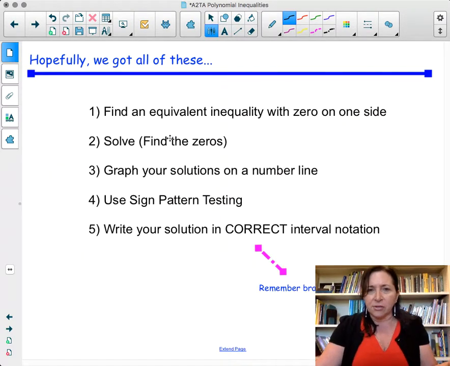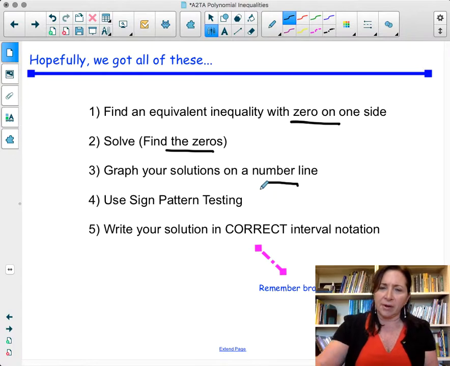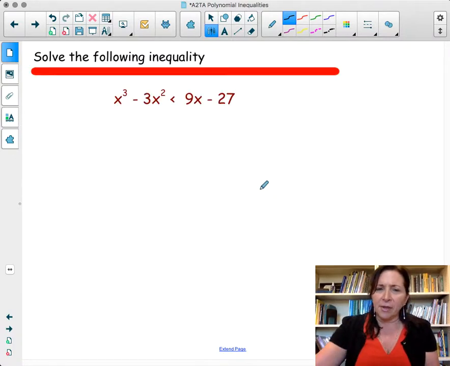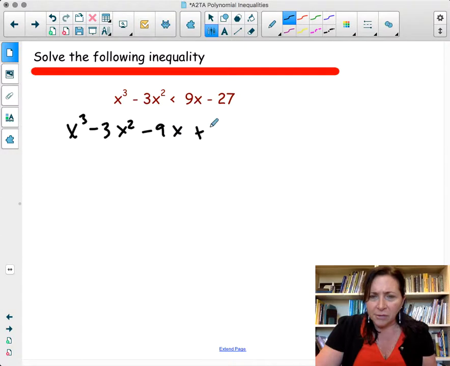These are just rules. Again, get 0 on one side, find your zeros, graph your solutions on the number line, use sign pattern testing, check to see if it's correct, etc. Okay, so let's try this one. This says x cubed minus 3x squared minus 9x plus 27 is less than 0.